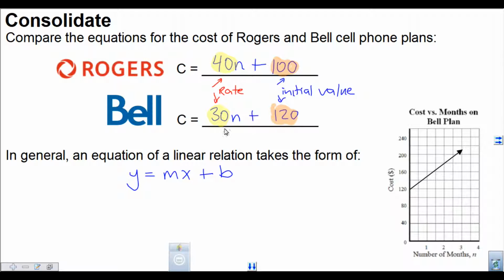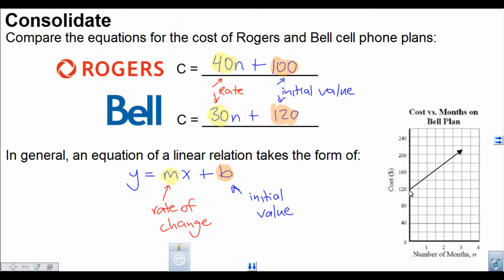Now the X, again, in the examples that we had, they were always months, but they're not. Here it could be anything else. So instead of writing months or N, we'll just use whatever it is for X. The M is for the rate of change. So the rate of change is always multiplying with whatever the variable is for X. And this letter here, B, is the initial value.